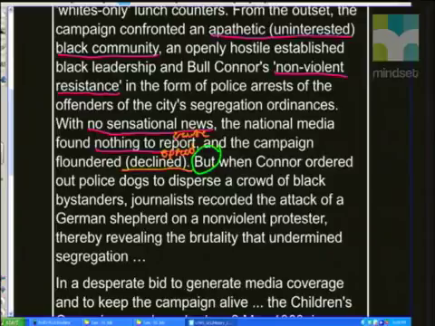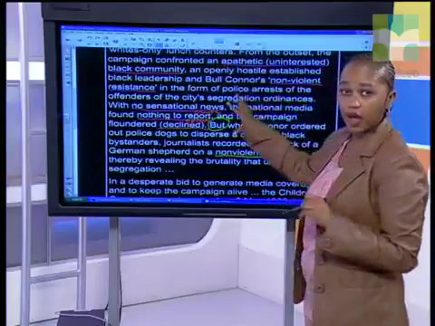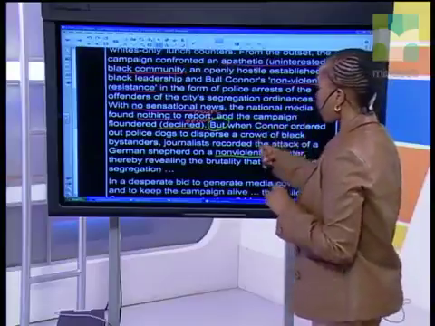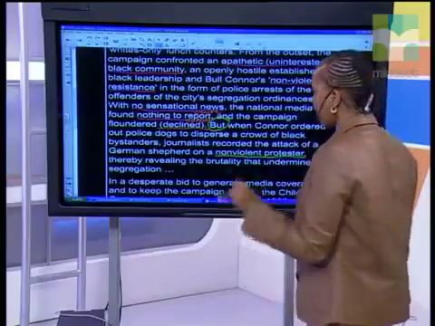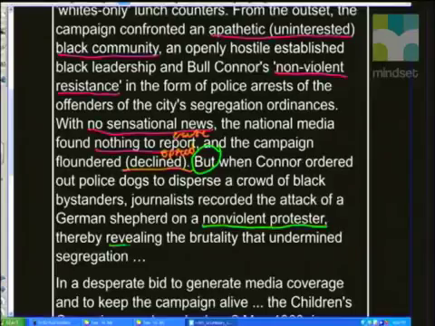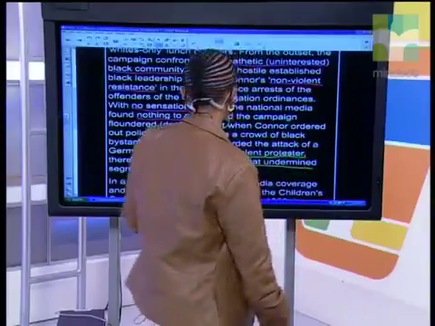Okay, I'm going to underline that because that is very important, that the people who were protesting there were not violent. So already you can see the violence that was used by the police when they were told by their authorities to use the dogs, the police dogs. Okay, they were using them on the non-violent protesters, thereby revealing the brutality that undermined segregation. So it revealed the brutality that undermined segregation. So again, you can see cause and effect there. Let's read on.